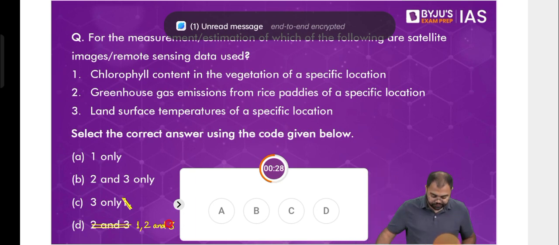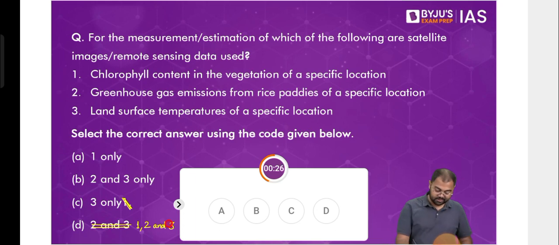Okay, so 50% of you have marked D, 20% C, 23% B, and 6% A. For the measurement or estimation of which of the following are satellite images or remote sensing data used? This is the question. First is chlorophyll content in the vegetation of a specific location. Can we determine the chlorophyll content? The answer is yes, we can.